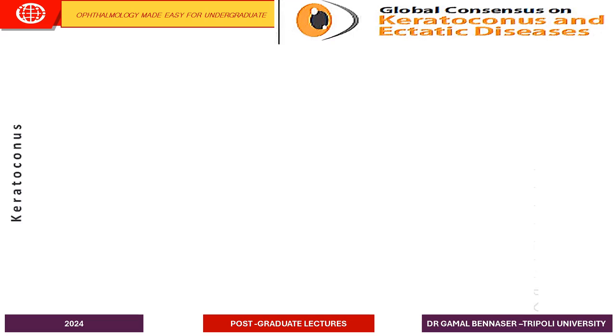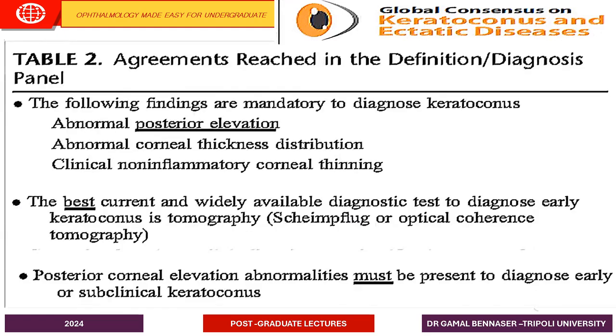This came from the Global Consensus on Keratoconus and Ectatic Diseases meeting that was held in 2015. It included the four supranational corneal societies: the Asia Cornea Society, the Cornea Society of the United States of America, the EuCornea, and the PanCornea of Latin America. All these major ophthalmology societies met in 2015, and they made some recommendations.